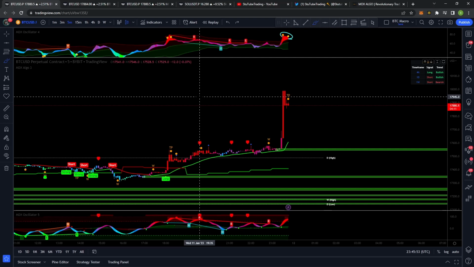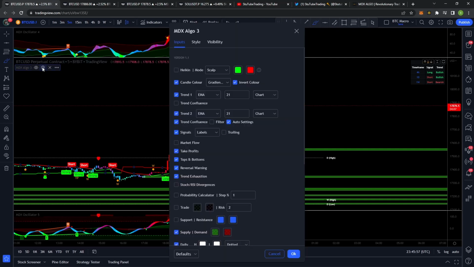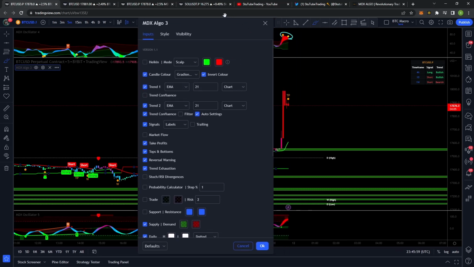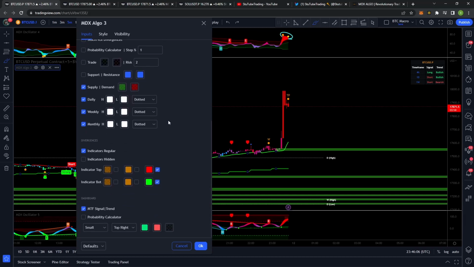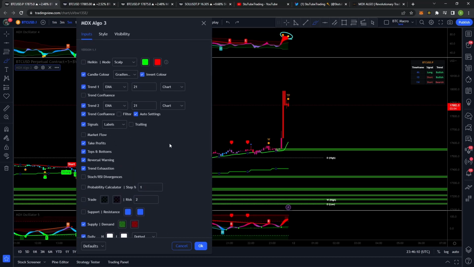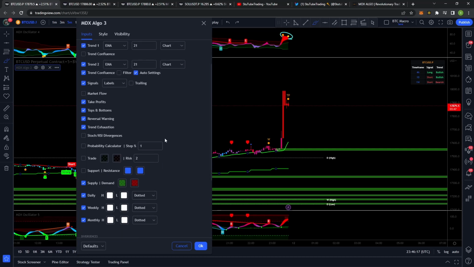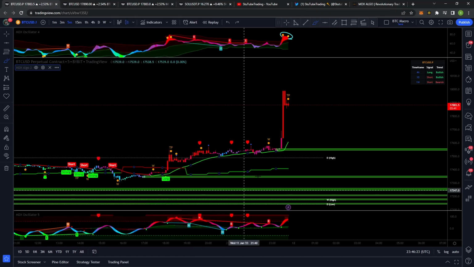You have it turned off, but on the Algo 3, the heat map or the liquidity zones. Are you using those, and what do you think about those? Liquidity zones on the ALGO 3? Yeah, right there. The supply and demand. I think you got it clicked on.